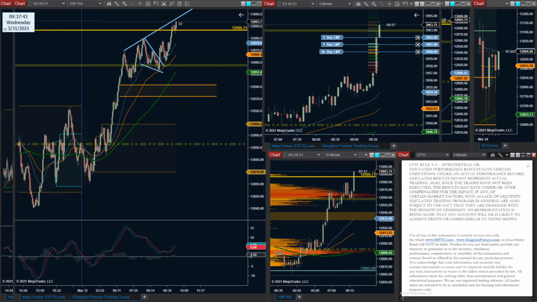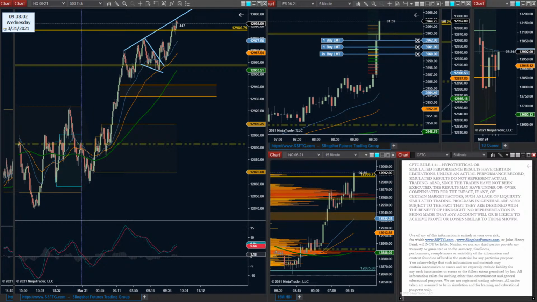Nice continuation to the upside, getting a little more overextended. Give me one good pulse through the top here. That 13,000's right around the corner. A lot of times if they're going to make a run for 13K, they're going to overshoot it by a good handful of points. So don't be surprised to see 13,005, 13,015, something like that.